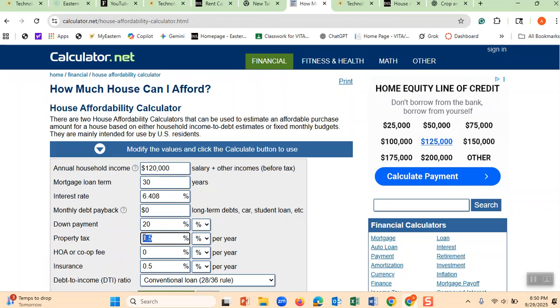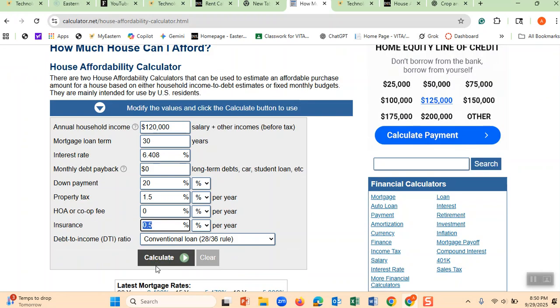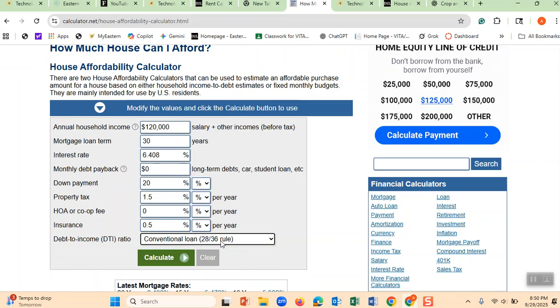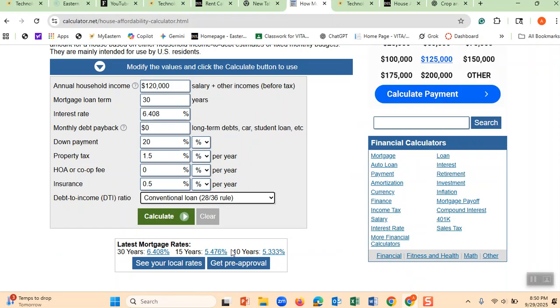That is around $1,800 per year. Do you see here it is written per year? Insurance 0.5 means that for every $100,000, it's $500 of insurance, so it's around $600 insurance. And it says the 28/36 rule, that's the rule they use to give the loan. We will talk about that.